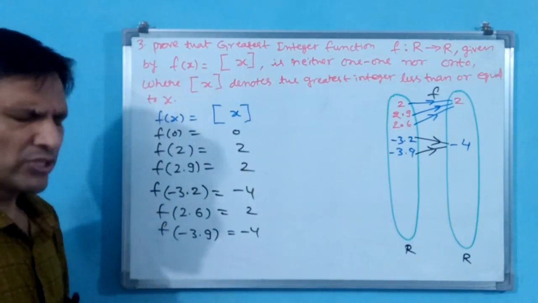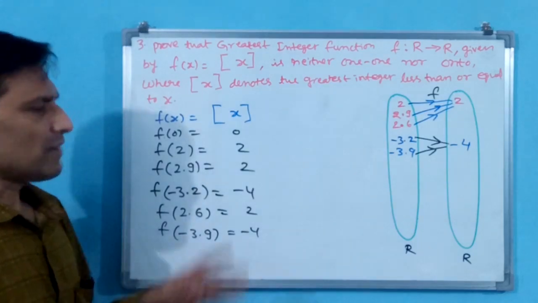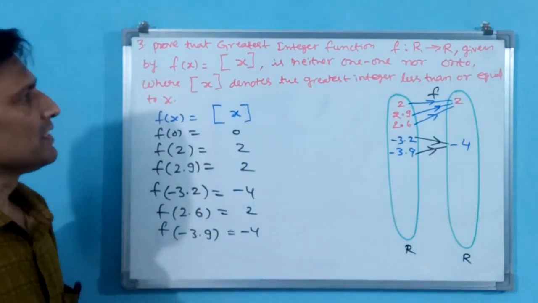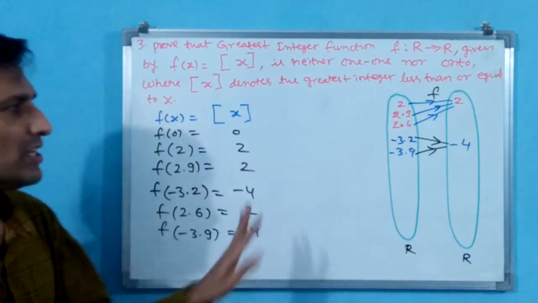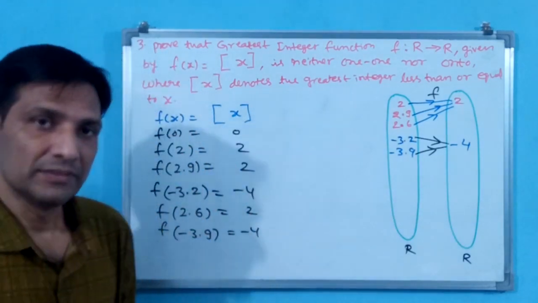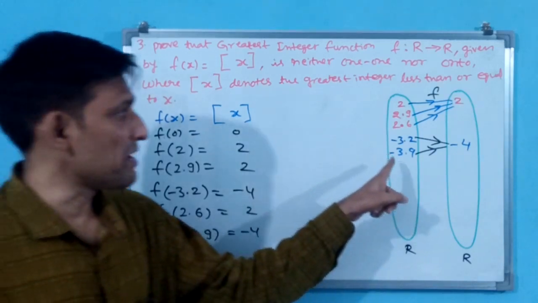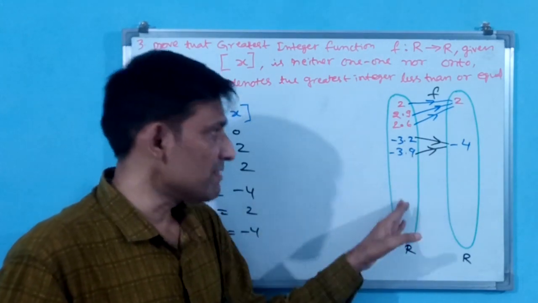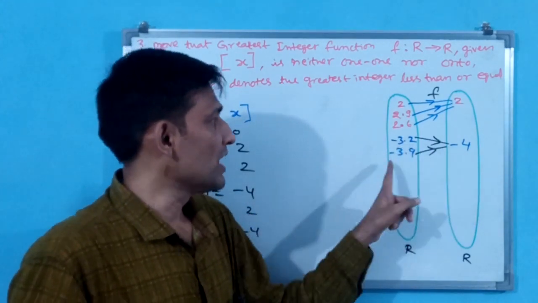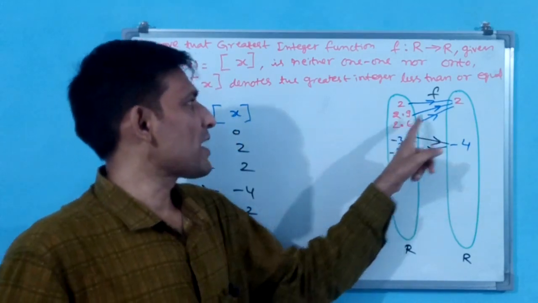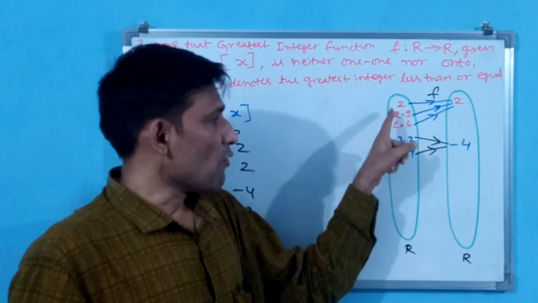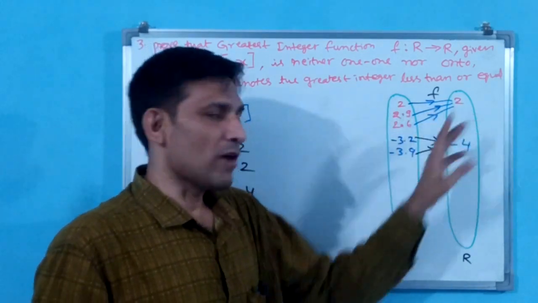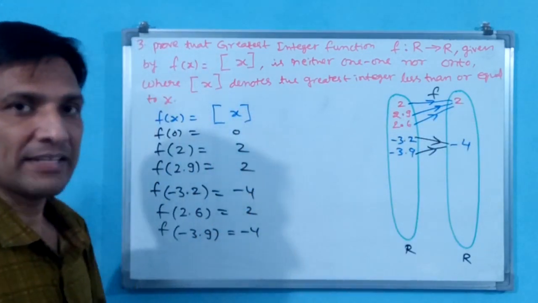One-one means injective. For injectivity, surjectivity we will see. First we see one-one or injective. Now you tell me, is it injective? Is it one-one? No, this is many-one. Why? Because see here many will be there. Minus 3.2 to minus 4, minus 3.9 to minus 4, 2.6 to 2, 2.9 to 2, 2 to 2. That means many-one function. That is why this is not a one-one function.